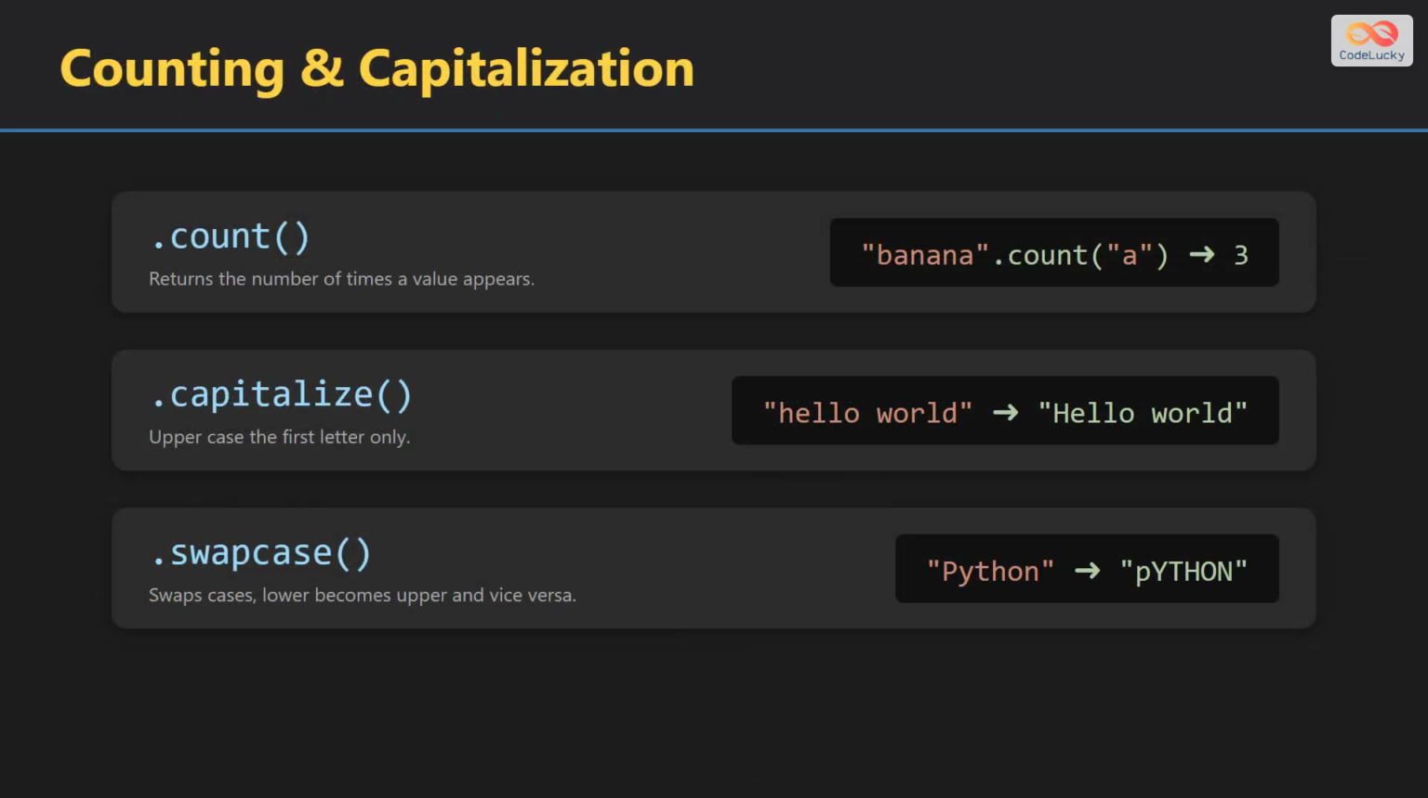Finally, here are a few more handy tools. .count tells you exactly how many times a substring appears. .capitalize uppercases only the very first character of the string, unlike title, which affects every word. And .swapcase flips every letter. Uppercase becomes lowercase, and lowercase becomes uppercase.